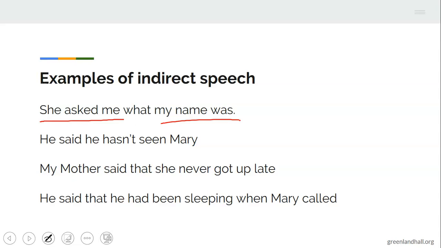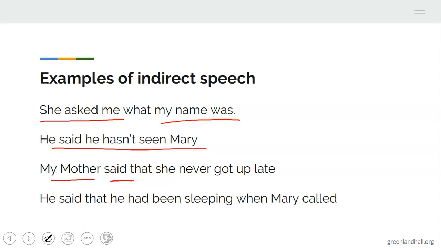He said he hasn't seen Mary. Someone is reporting what someone has said. What must that person have said? "I haven't seen Mary," said James. He said he hasn't seen Mary. Reported, that's indirect speech. Another example: My mother said that she never got up late.